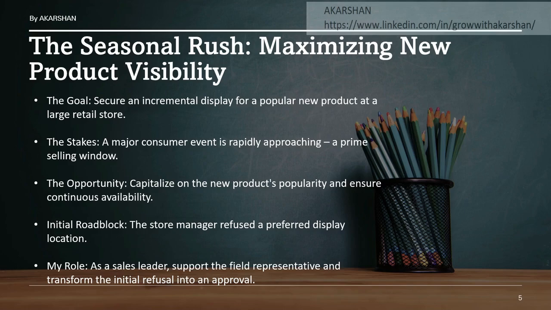A major consumer event is rapidly approaching, a prime selling window, maybe an IPL event. I'm talking about the context of India, but in this particular challenge, it could be for the US or a different country. What is the opportunity? Capitalize on the new product's popularity and ensure continuous availability. What is the roadblock here? The store manager has refused a preferred display location.